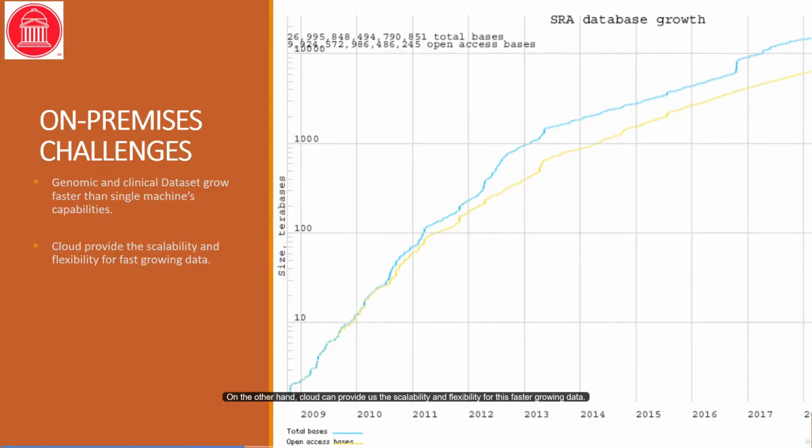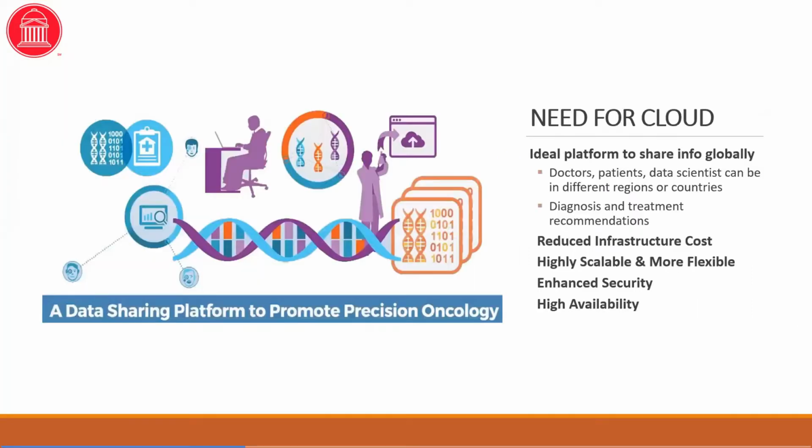On the other hand, cloud can provide us the scalability and the flexibility for this fast-growing data. In addition, cloud is also an ideal platform because it's high security and high availability. The doctors, patients, and the data scientists may be in different regions or different countries. But with the cloud platform, they can share that information for diagnosis and treatment recommendation very easily.